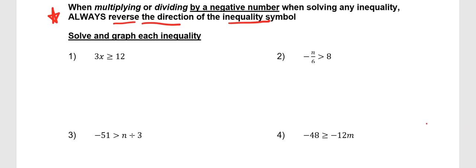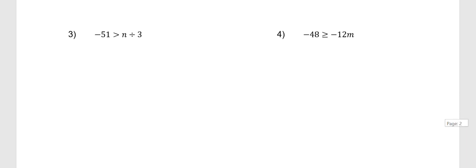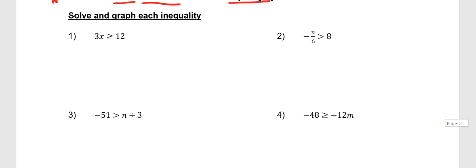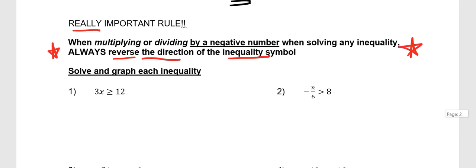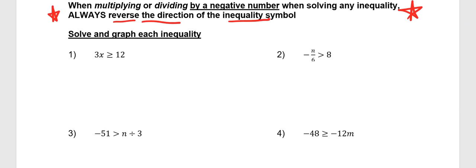Okay? So it looks like we have 4 problems here that we'll quickly go through, and we'll be on the lookout for exercising this very important rule up above. Okay, so the first inequality, we see that we have multiplication. So we're naturally going to undo that multiplying by dividing by 3 on both sides. The 3's will naturally cancel, and I will get x is greater than or equal to 4. Notice we divided by a positive, so that doesn't fit the rule that we have up here. So we don't have to worry about any flipping of the inequality symbol at this point.